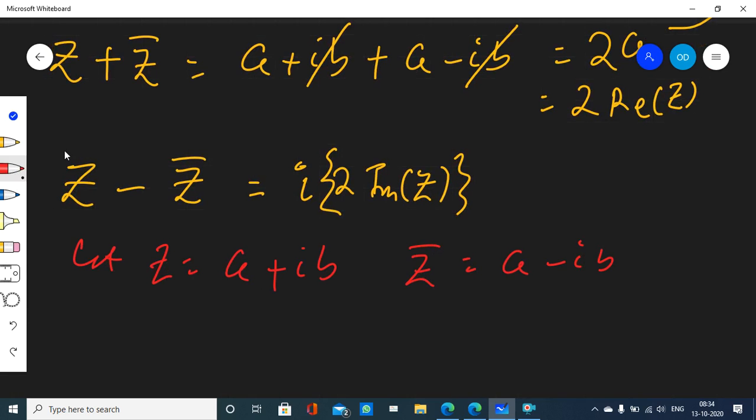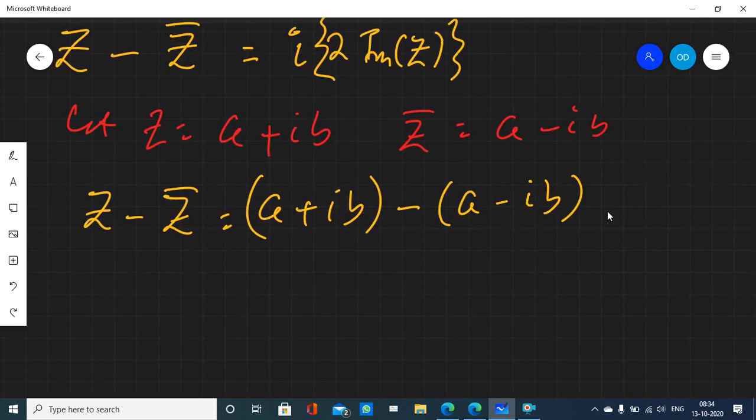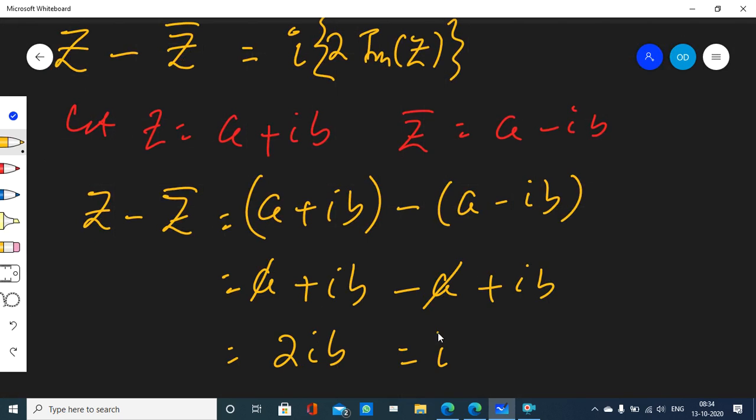a minus ib. Now if I subtract, z minus z conjugate, that is a plus ib minus a minus ib, and after opening the brackets I shall get a plus ib minus a, then plus ib. a minus a cancel. ib plus ib is 2ib, or you can say i into 2b. i into 2b means i into 2 into imaginary part of z. You clear? Get it?